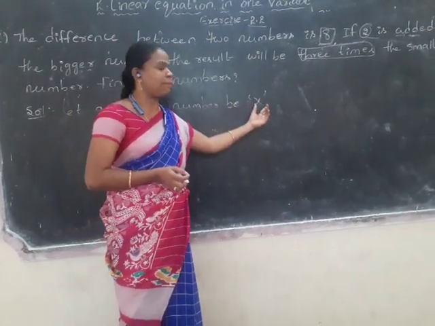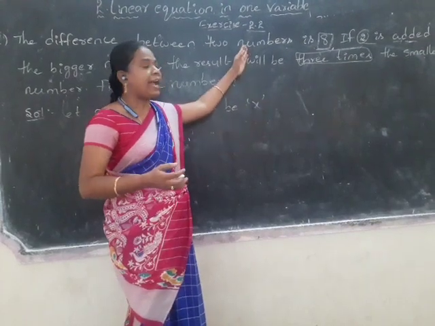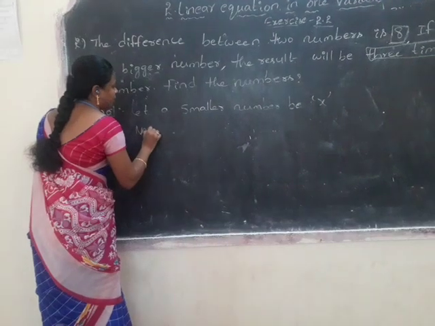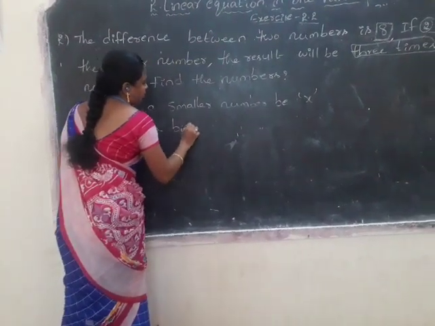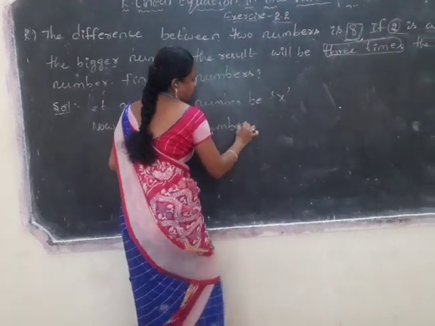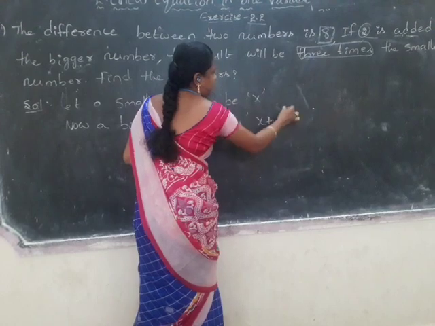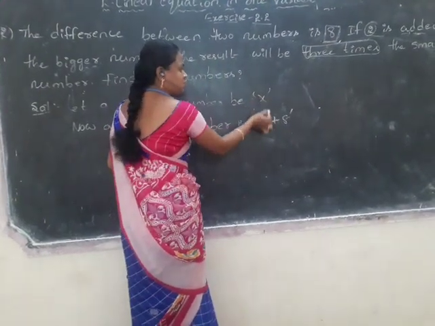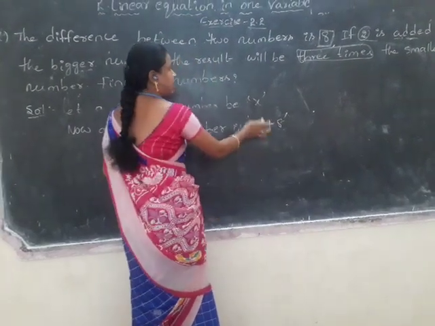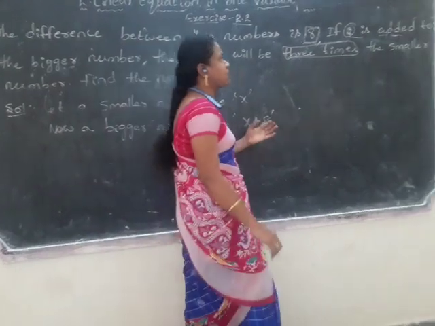Here the smaller number is x, then the bigger number is more than the smaller number by 8. The bigger number is x plus 8. So look into both. The difference between the smaller number and the bigger number is 8. It is given in the problem. Okay students? Now the next case.